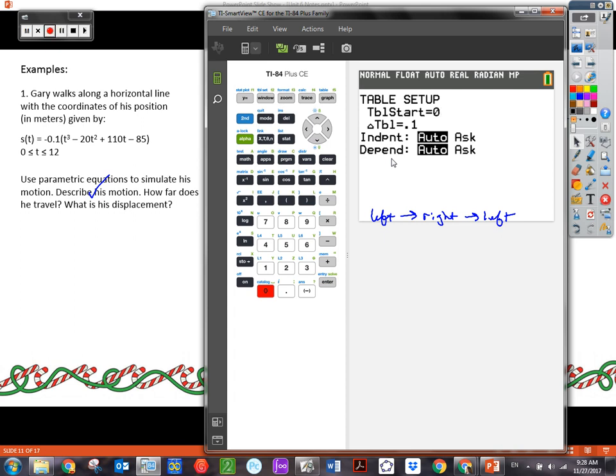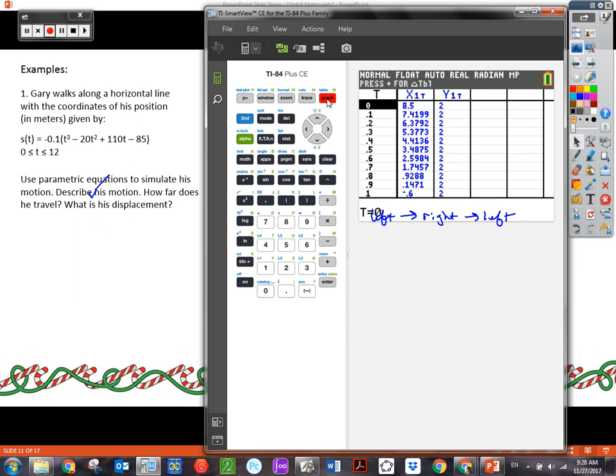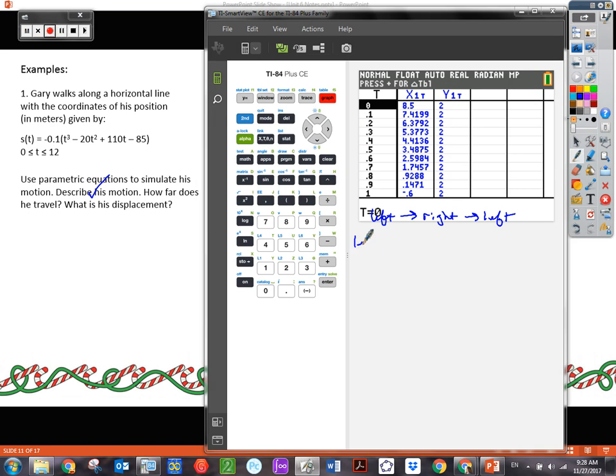So what we're going to do is follow his path from the table. So I'm going to go to the table, second graph, and see that he starts at a position of 8.5. Right? When time is 0, he's at 8.5. So I'm going to work on the first left. I'm working on my directions. So he started at 8.5.